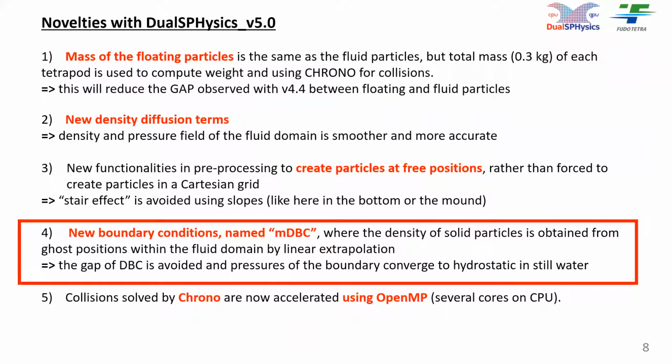This slide shows the main novelties with DualSPHysics version 5.0. As listed in the fourth item, a new boundary condition called Modified Dynamic Boundary Condition has been added. In this boundary condition, the density of solid particle is obtained from ghost positions within the fluid domain by linear extrapolation. Therefore, the gap of dynamic boundary condition is avoided, and the pressure of the boundary converges to hydrostatic in still water.